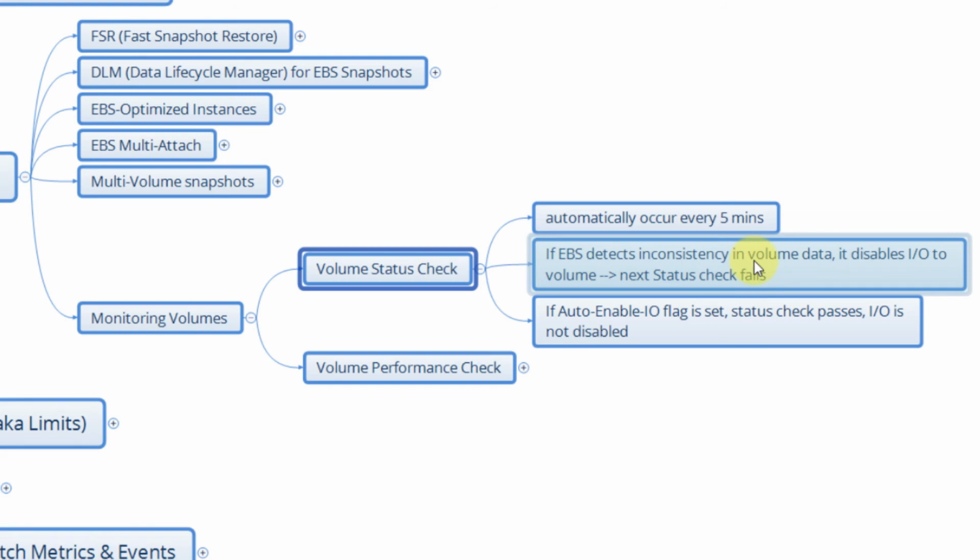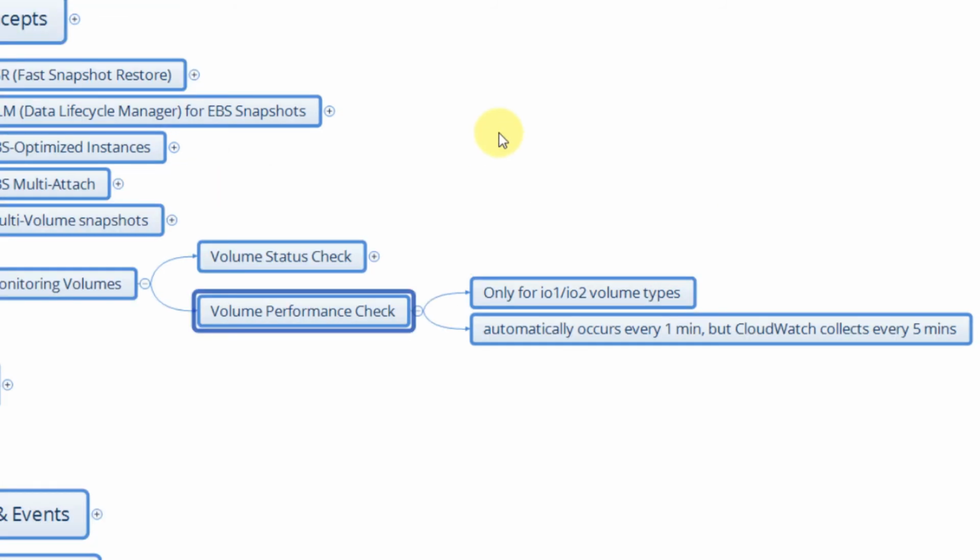However, if the auto enable IO flag is set, the status check passes and IO is not disabled when EBS detects any inconsistency. And there is a performance check, and this happens only for IO1 and IO2 volume types, which are the highest performing volume types. And this happens every minute. However, CloudWatch collects the data every 5 minutes.